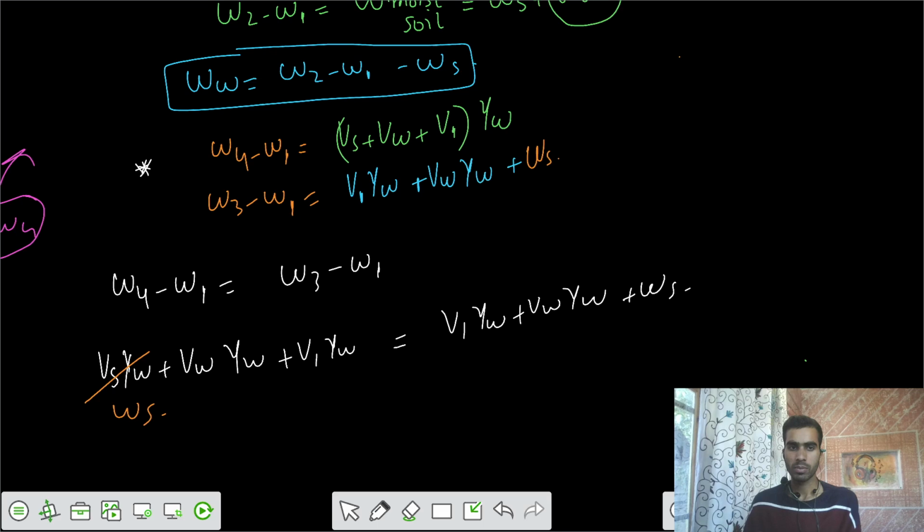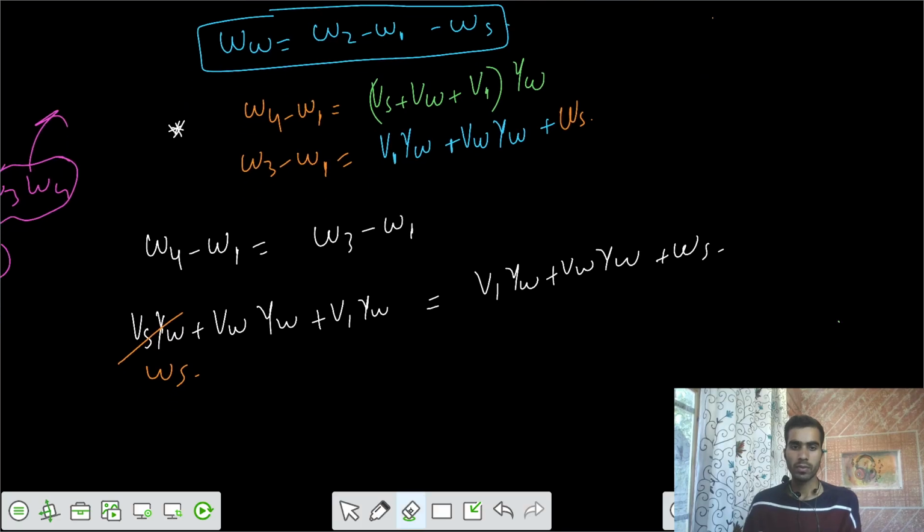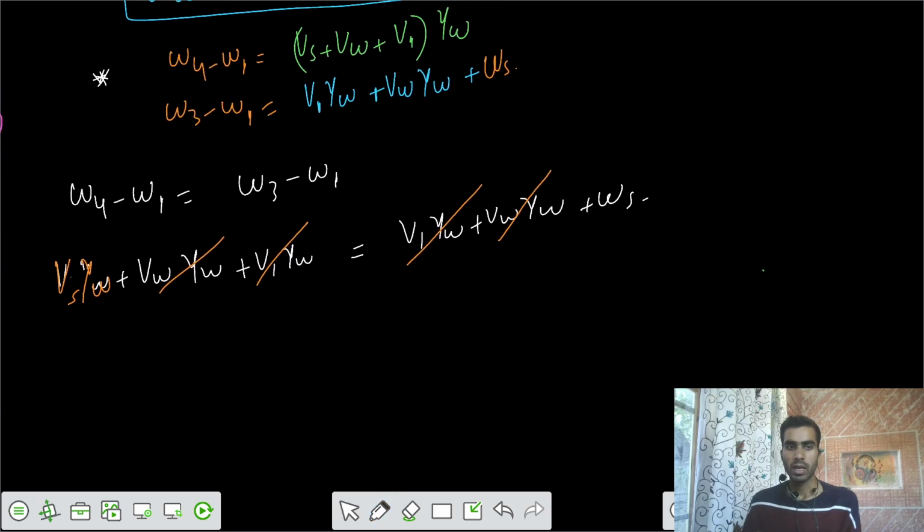I think we are missing something. Yeah, this is not the weight of solids actually. This is the weight of water for this volume of Vs. This is not the weight of solids. So this part is getting cancelled. This part gets cancelled.